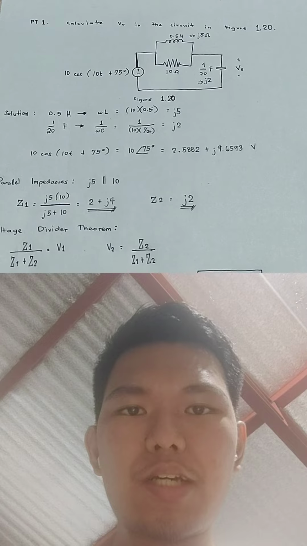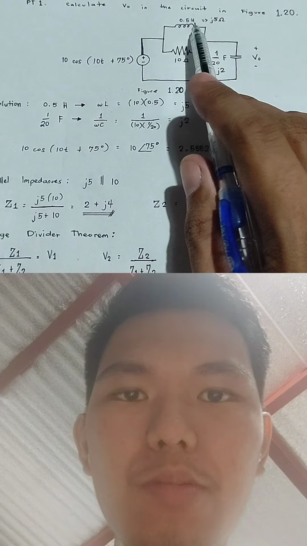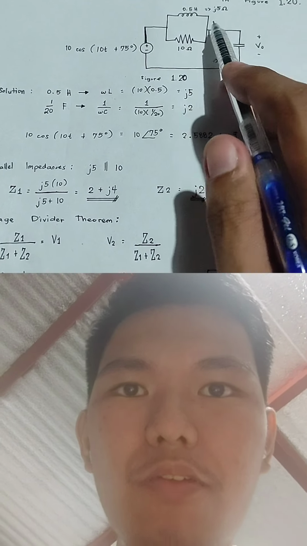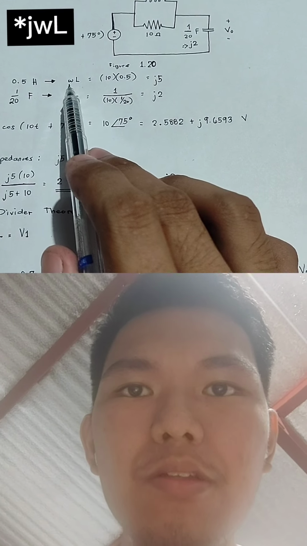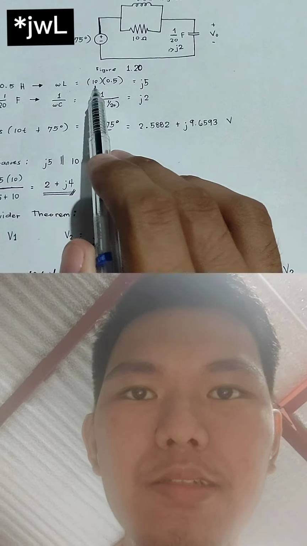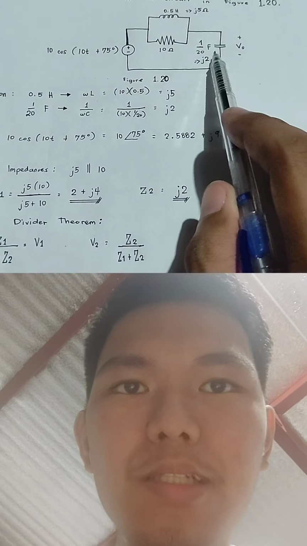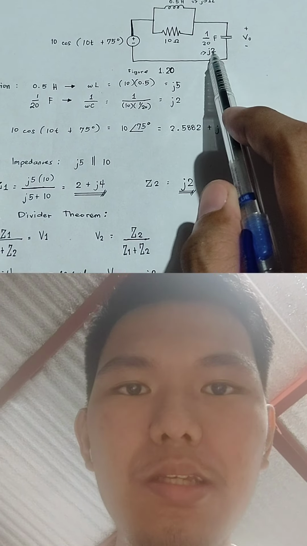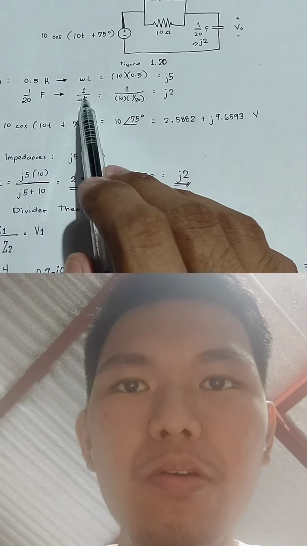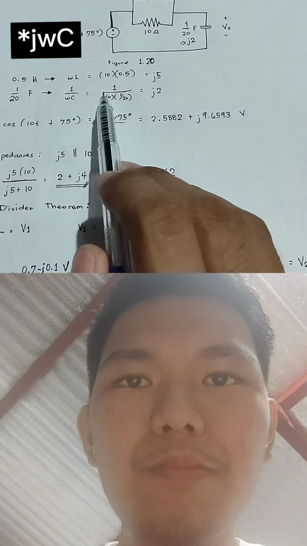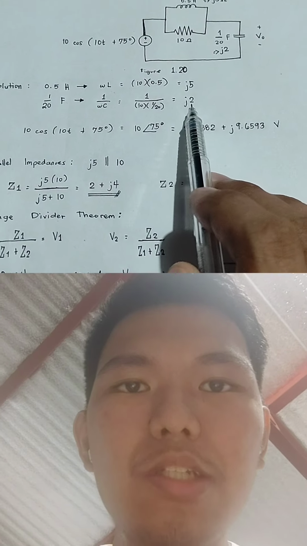First, we will convert the inductance and the capacitance. As we can see here, 0.5 Henry will be converted to its rectangular form. The formula for the inductance is W times the inductance, 10 times 0.5, which is now equal to J5. For the capacitance, 1 over 20 farad will be converted to its rectangular form. The formula is 1 over WC. 1 over 10 times 1 over 20 is now equal to J2.